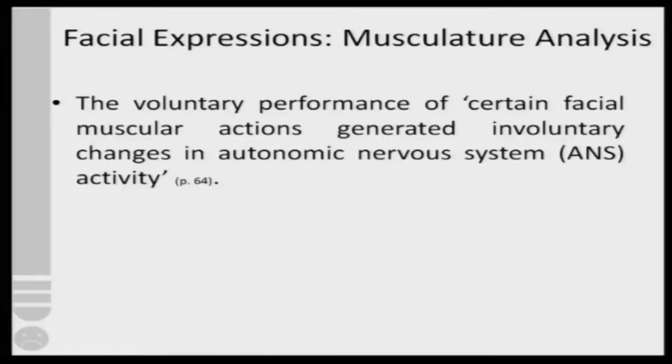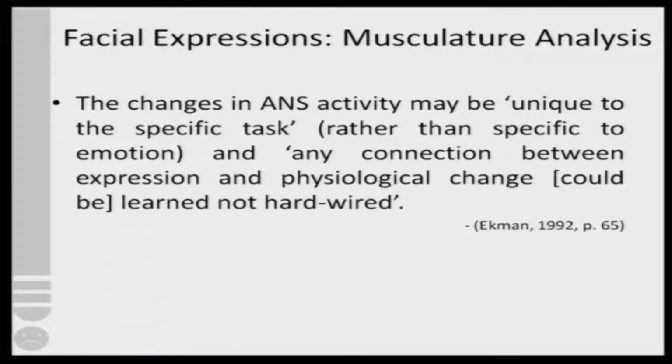Now, I am quoting Ekman, who said that the voluntary performance of certain facial muscular actions generates involuntary changes in the autonomic nervous system activities. And the changes in the ANS activity may be unique to a specific task rather than specific to emotion, and any connection between expression and physiological changes could be learned and it is not hardwired.